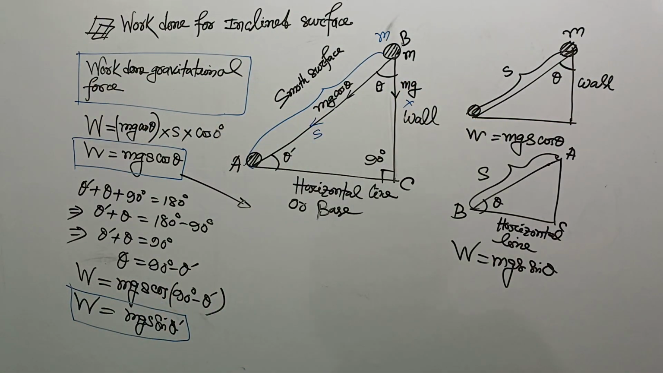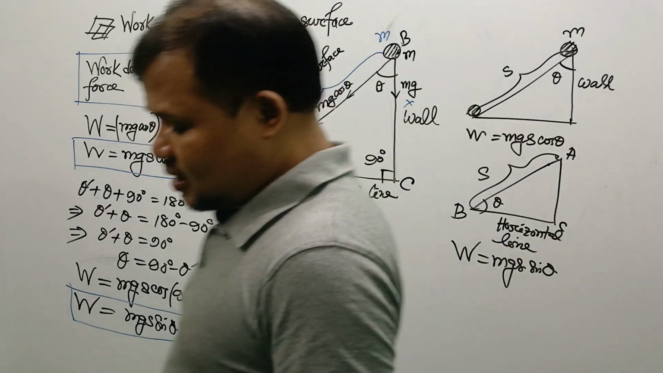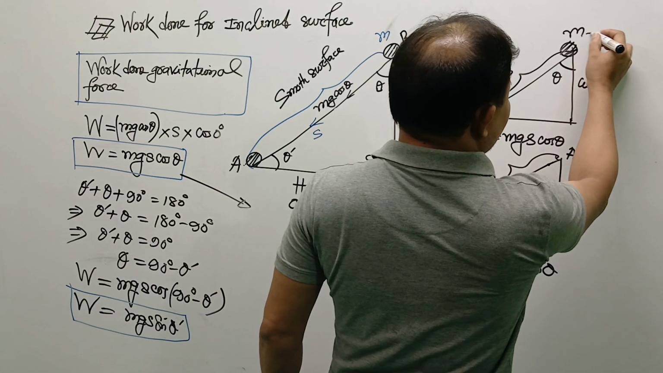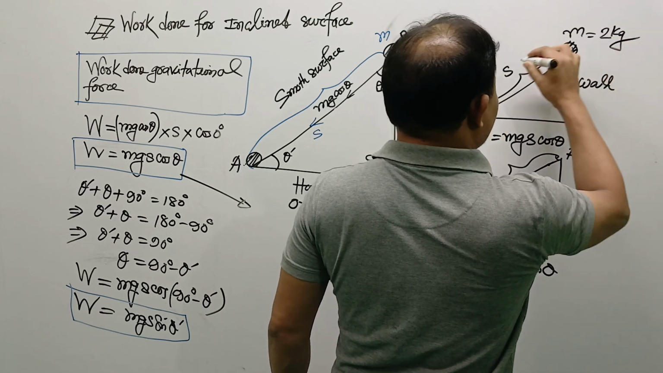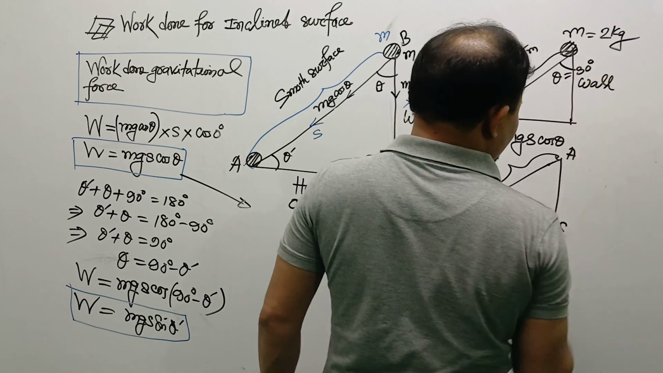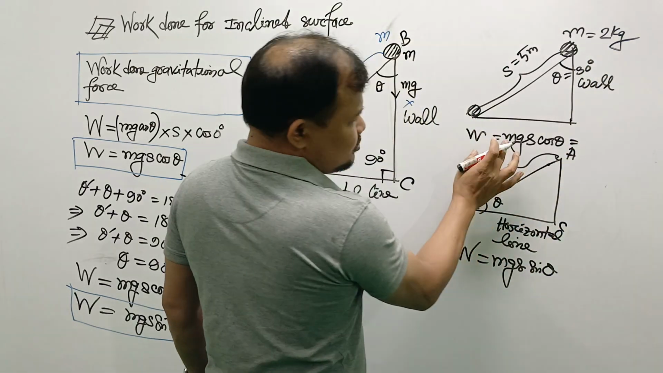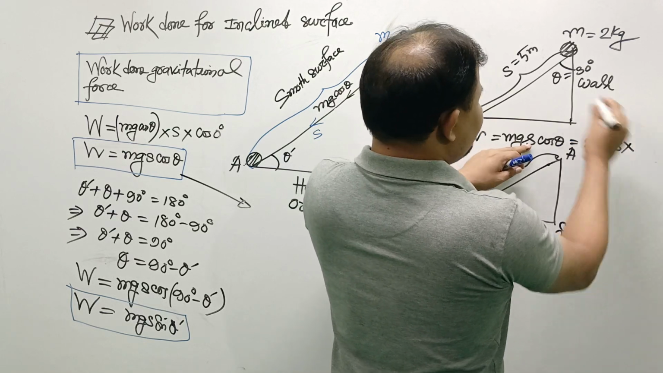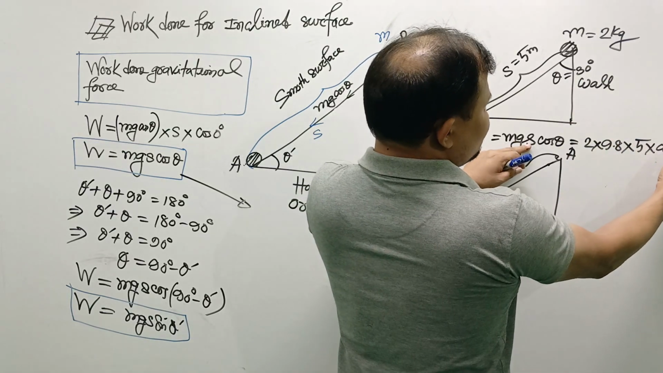Now I give you two mathematical problems. After solving these two types of problems, it will also be very clear. My dear students, if the mass of the object is 2 kg, and this is 5 meters, and if the value of theta is 30 degrees, then what will be the work done in this case? We just put in the values: m is 2 kg, g is 9.8, s is 5 meters, and cos 30.